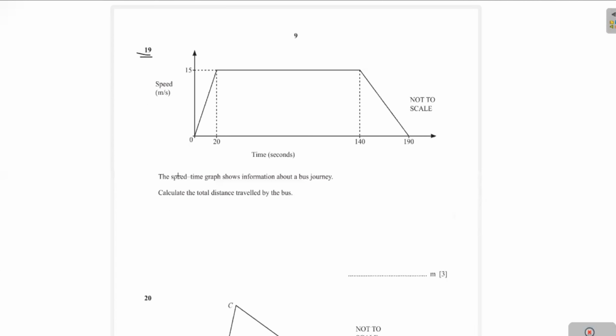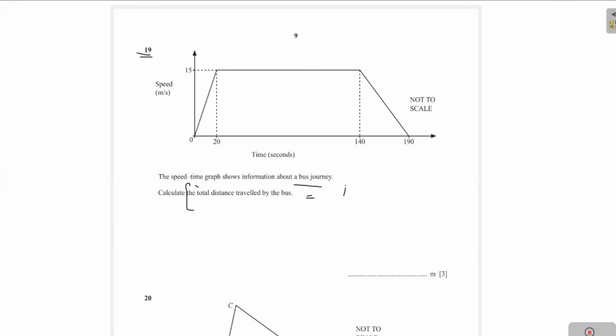Question 19. The speed time graph shows information about a bus journey. Calculate the total distance traveled by the bus. We can calculate the total distance in a speed time graph by taking the area under the graph. You see here the shape of this graph is a trapezium. Therefore, the area of this trapezium will be equal to the total distance traveled by the bus.